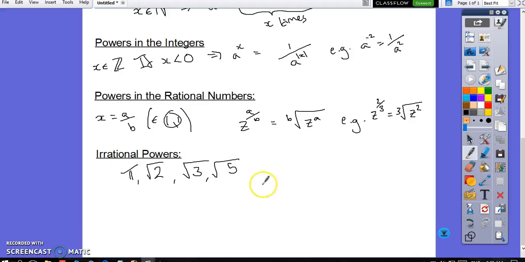Now, what does it mean if we have a base and we raise it to an irrational power? Well, we don't have any rules as such, like we did with the other powers, of how we can find this. However it can be found, you'll notice if you type, let's say for example, 3 to the power of the square root of 2 into your calculator, you will come out with an answer. 3 to the power of root 2 should give you about 4.73-ish.